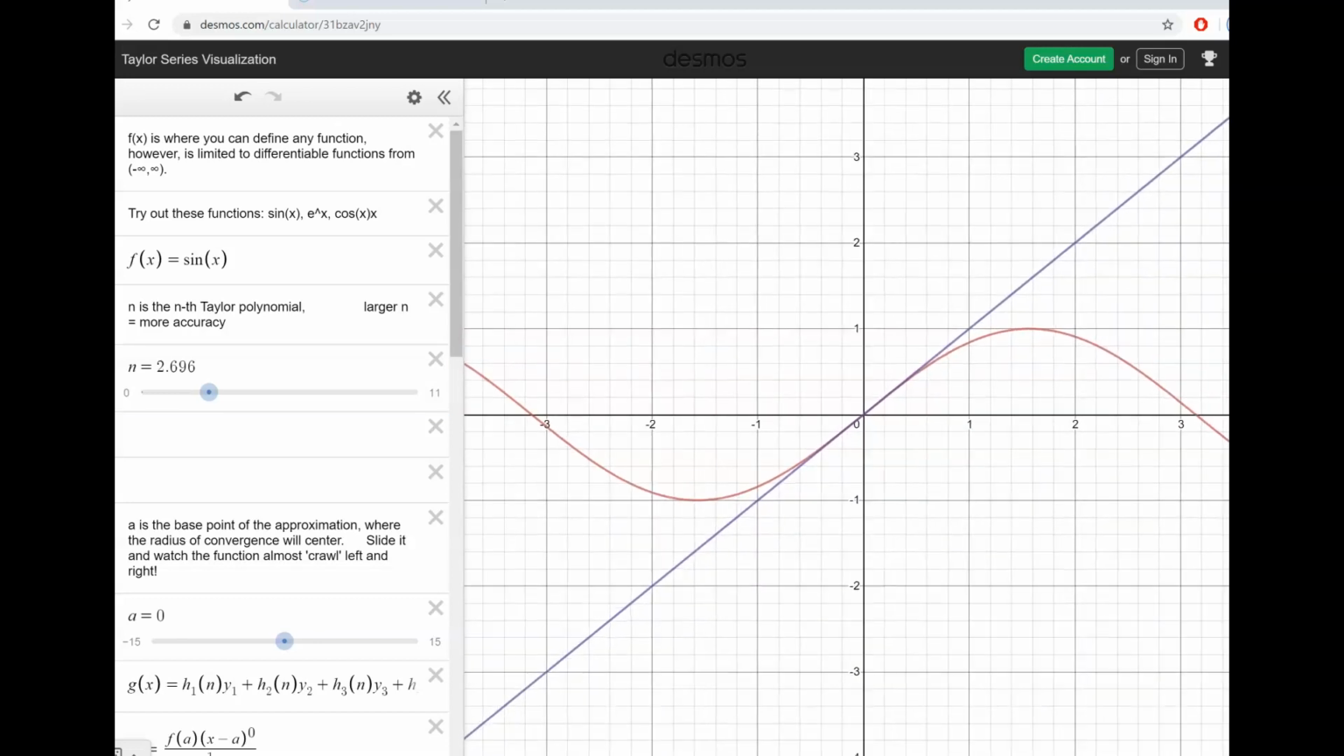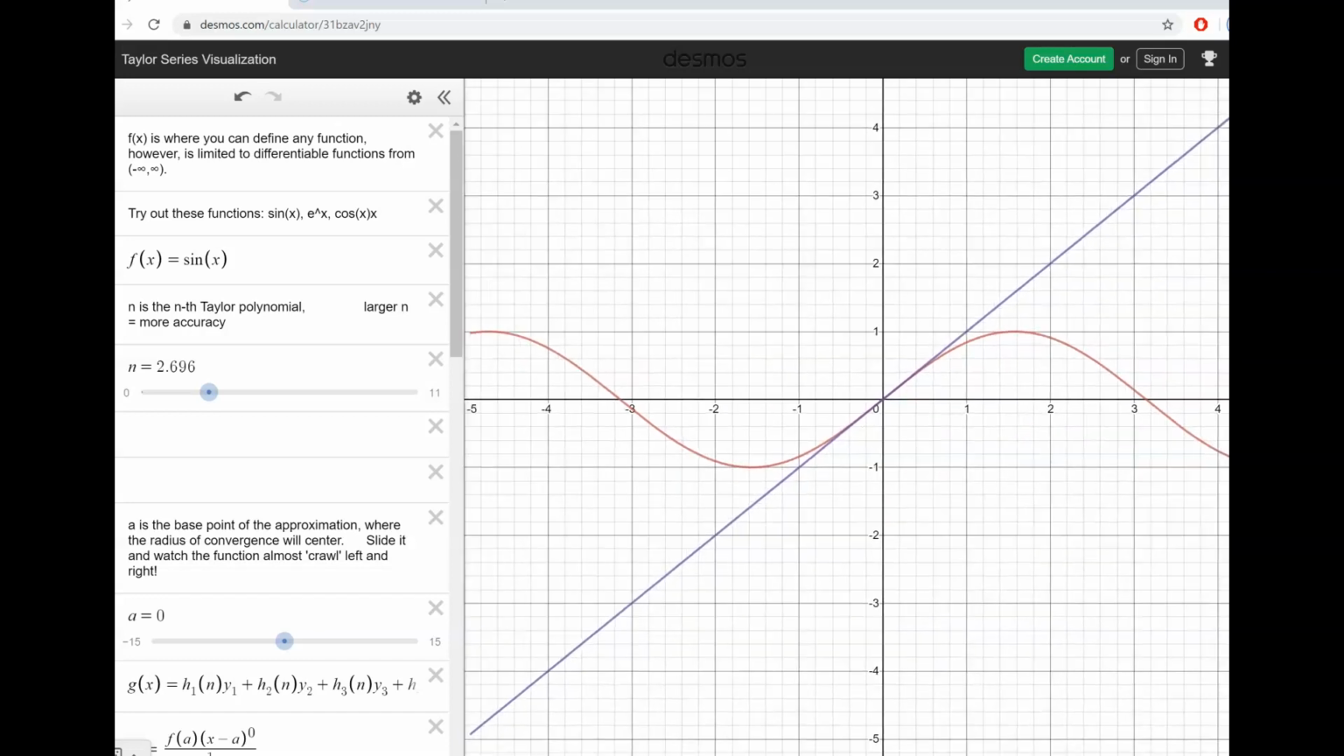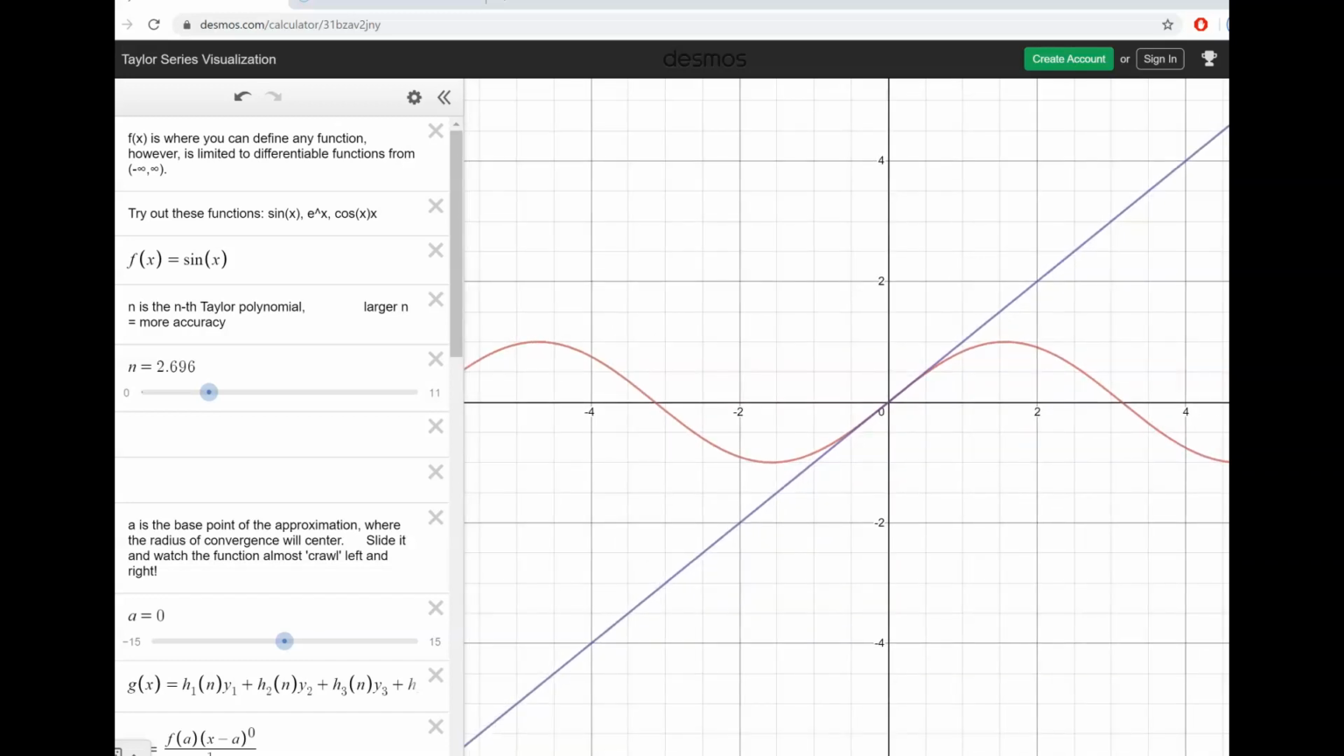So you can see that any value between maybe, it looks like around negative 0.5 to 0.5, this line will be a really good way to approximate the sine curve. And we've actually seen this many different times with linear approximations. So now if I wanted to do it with a degree 2 polynomial or degree 3 polynomial, this is what I'm going to get.